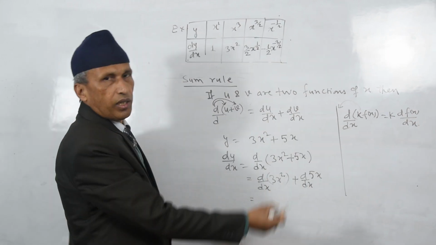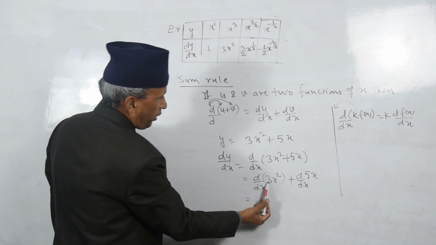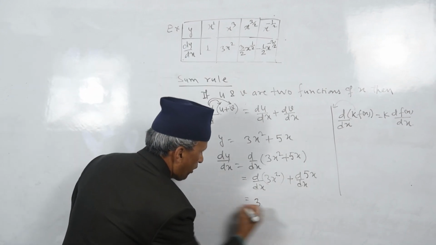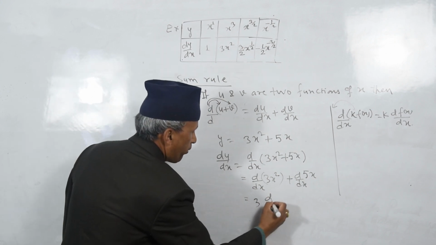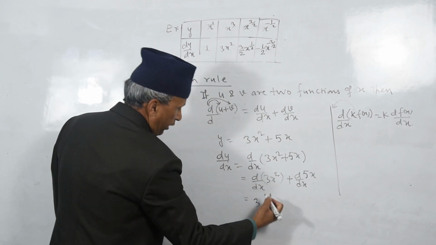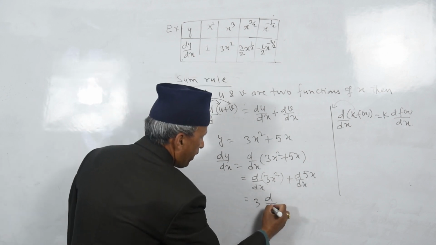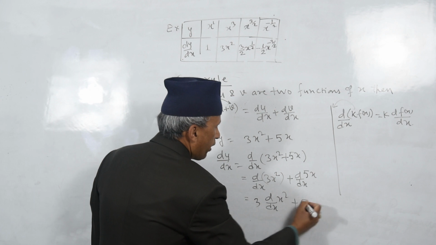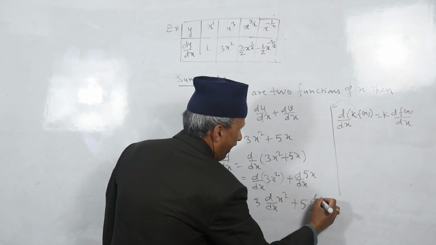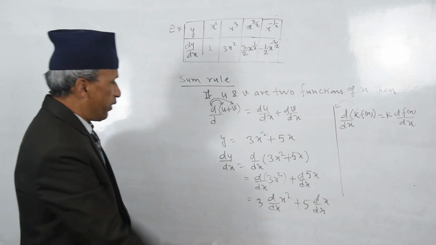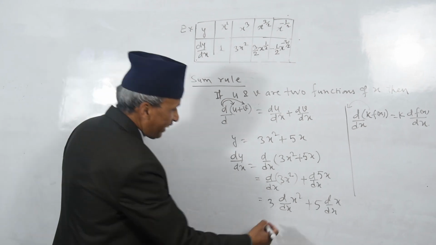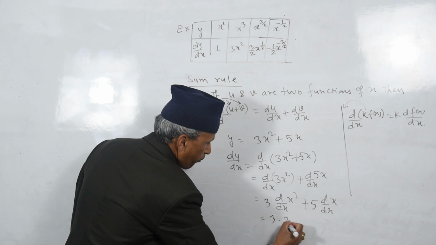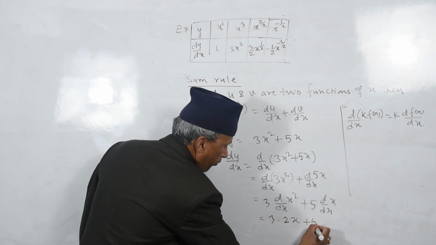We can take it out. The constant can be taken out. So what is constant? 3, 5, these are the constants. So you can take it out: 3 times d by dx of x square, which is 2x, plus 5 d by dx of x. This is a very easy case. By power rule, it is 3 into 2x plus 5.